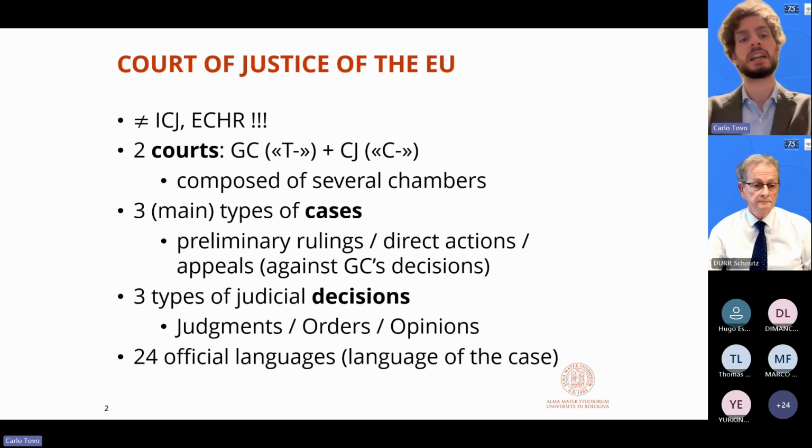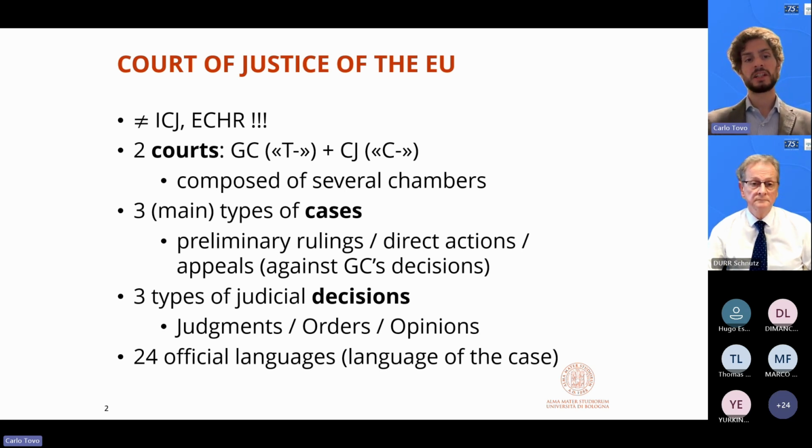Two courts, three types of cases, and three types of judicial decision. We will only deal with the first two types, so judgments and orders. These are the only judicial decisions that are ruling in themselves, a ruling made by a court.